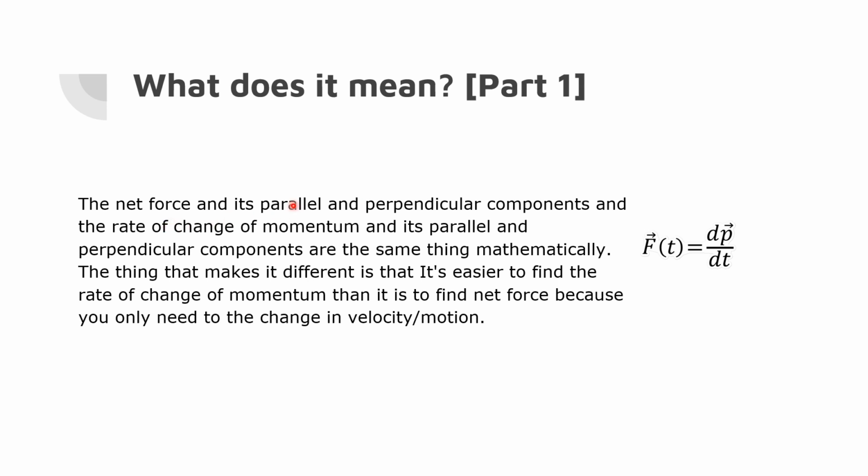So what does that mean for part 1? The net force and its parallel and perpendicular components, and the rate of change of momentum and its perpendicular and parallel components are the same thing mathematically, as you can see over here. But the thing that makes them different is one is easier to find than the other. It's easier to find the rate of change of momentum than it is to find net force, because you only need to change the velocity or motion.